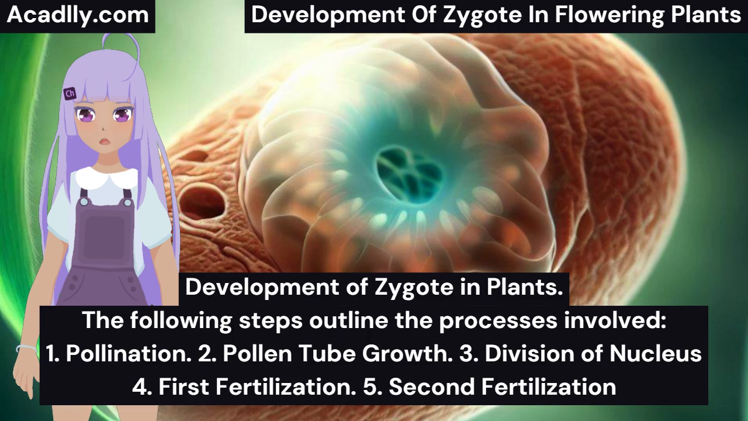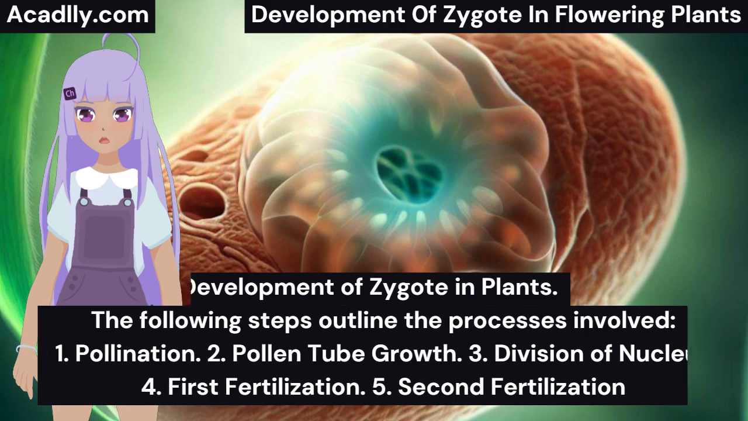5. Second fertilization. The second male nucleus fuses with the secondary nucleus, forming the endosperm nucleus. This process leads to the production of endosperm, which serves as the food storage for the embryo.